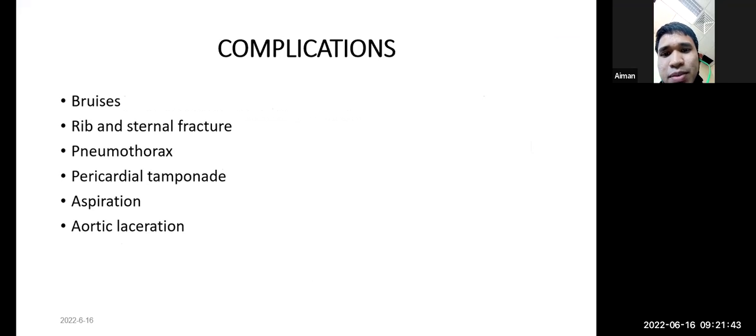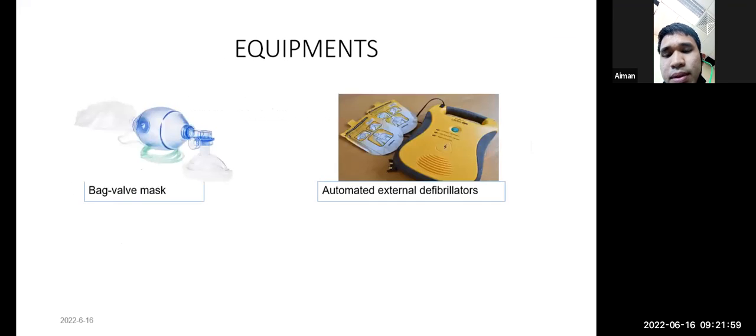As for the complications, there are several. First are bruises and rib and sternum fractures, pneumothorax, aspiration, pericardial tamponade, and also aortic laceration. The equipment we usually use is a bag valve mask and also an AED if indicated.